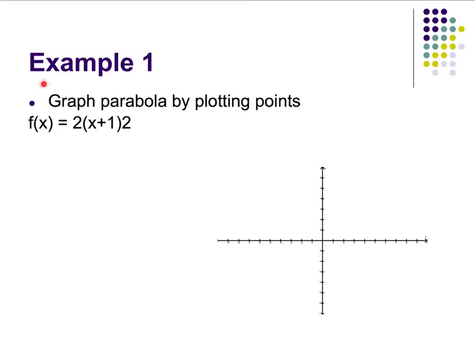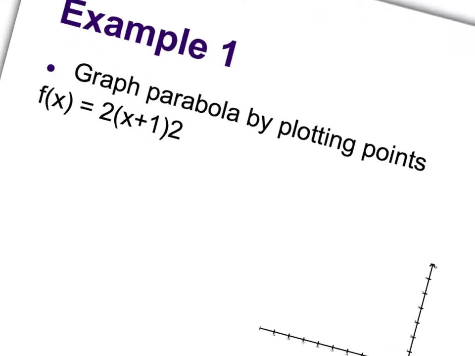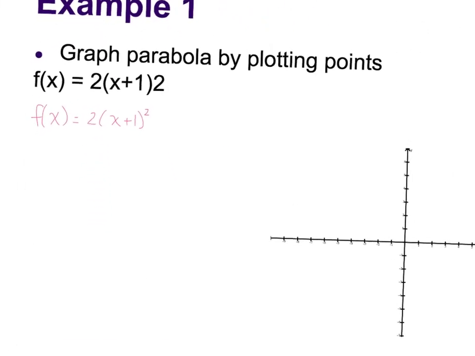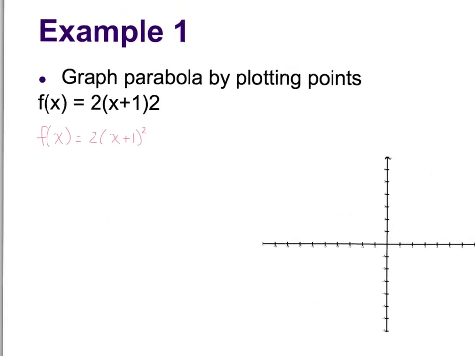In this example, it says graph the parabola by plotting points. So this should read f of x equals 2 times (x plus 1) quantity squared. If we remember that from our transformations, we know that this graph has moved left 1 and it's been stretched by 2. The instructions here are telling us to plot using points.